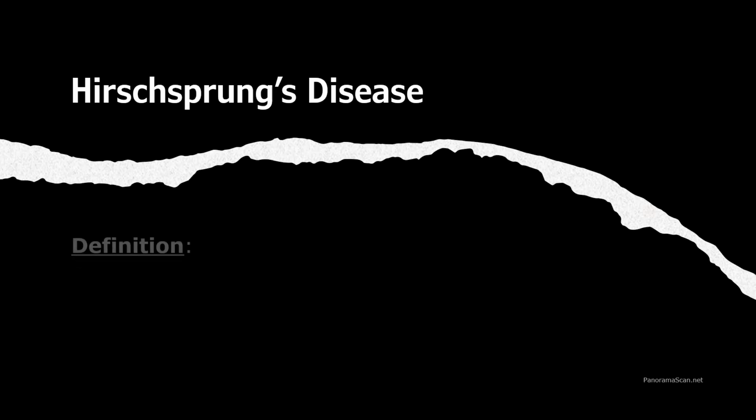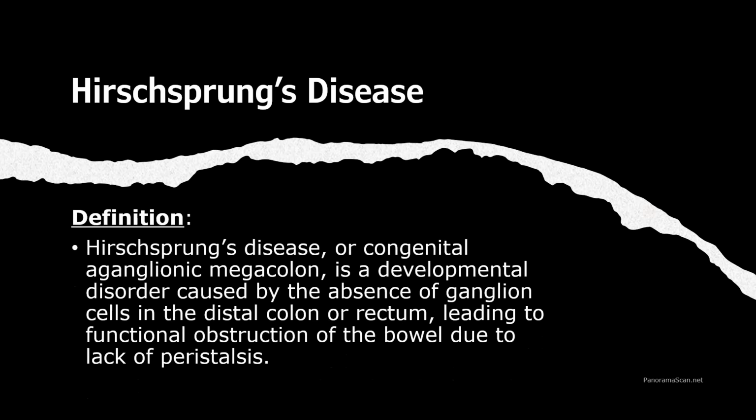On Hirschsprung's disease, which is also known as congenital aganglionic megacolon. This is a developmental disorder that occurs when there is an absence of ganglionic cells in the distal colon or rectum. These ganglionic cells are essential for normal bowel function as they control the movement of the intestines through peristalsis, which is the rhythmic contraction that propels food through the digestive tract.